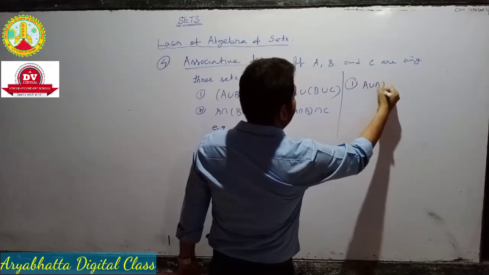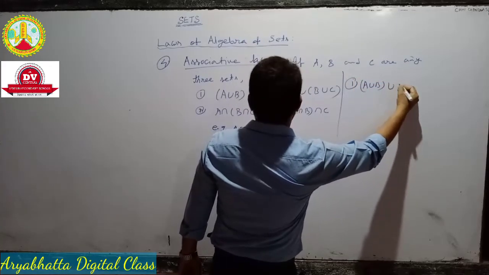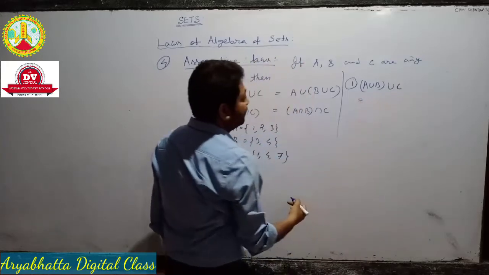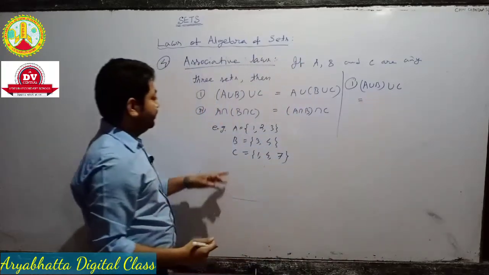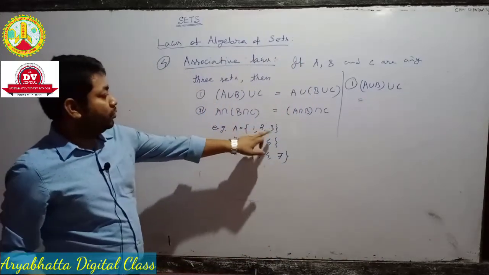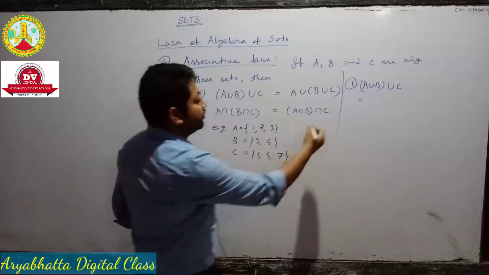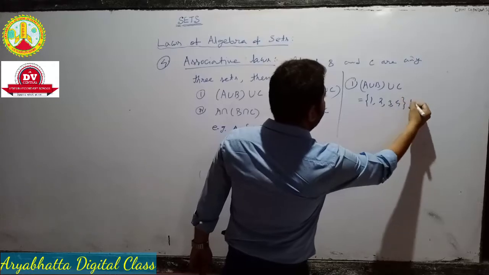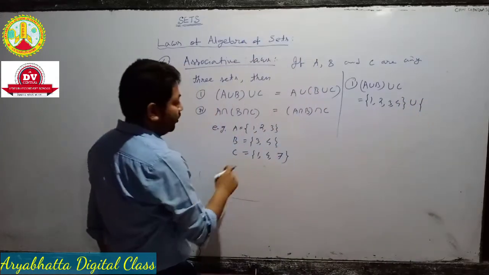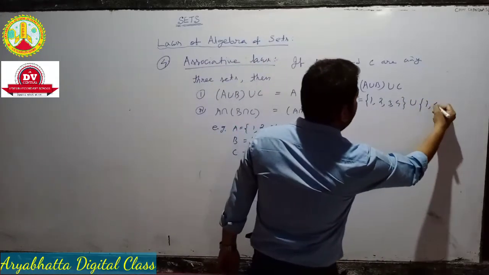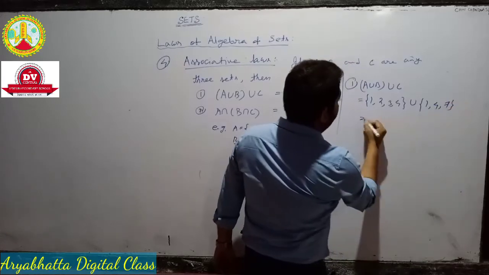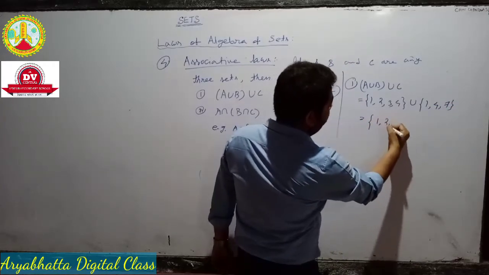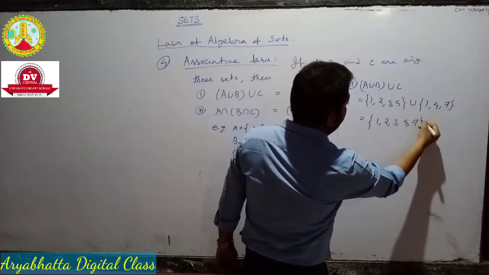A union B union C is equal to (A union B) union C. A union B is equal to {1, 2, 3, 4}. Union C, which is {1, 4, 7}, is equal to {1, 2, 3, 4, 7}.